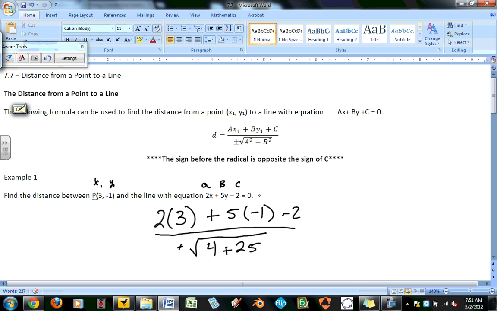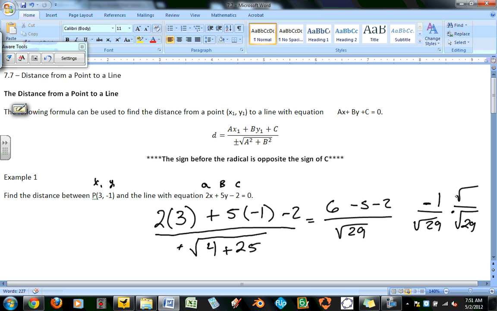All right. And then all we do is just simplify. So here I have 6 minus 5 minus 2 all over the square root of 29. And then here I have 1 minus 2 is a -1 all over the square root of 29. And again, if we want to get the radical out of the denominator, we've done this a billion times this year. Multiply both the top and the bottom by the square root of 29. And we're left with the negative square root of 29 all over 29. That was a lot easier than what we did in geometry, I promise you.